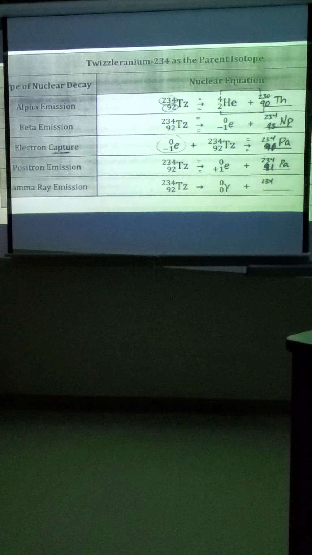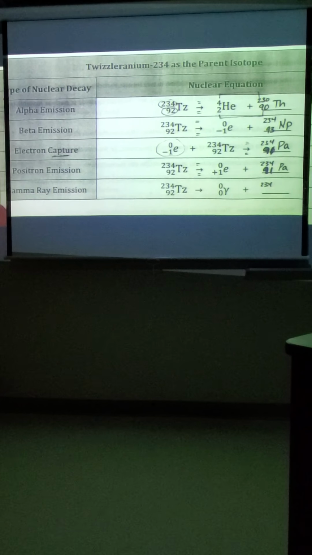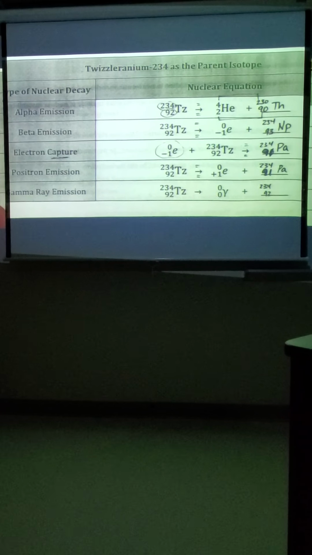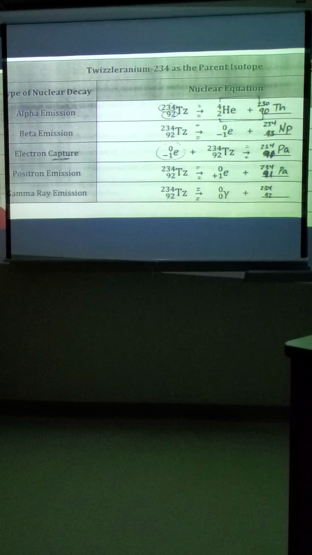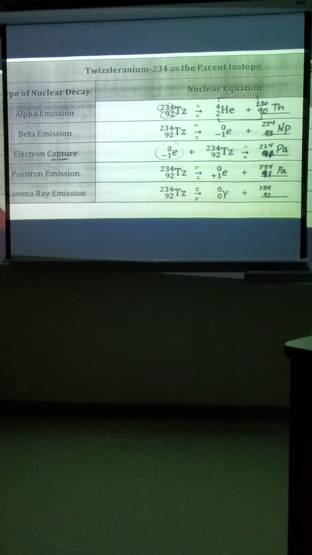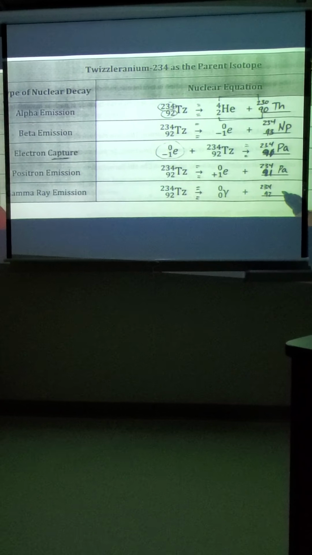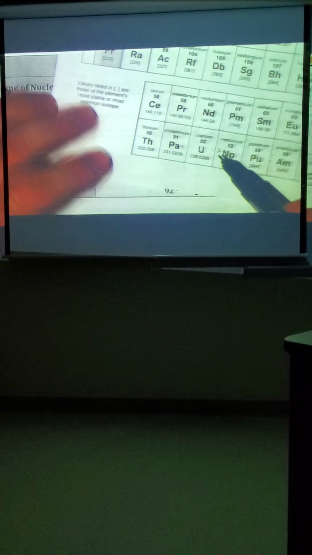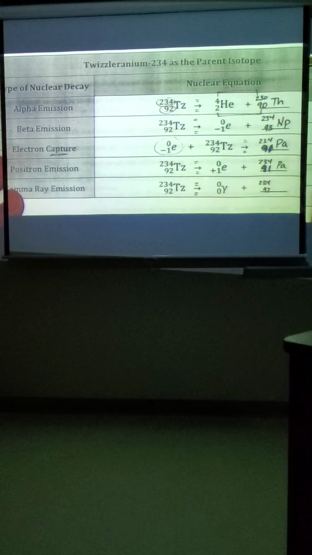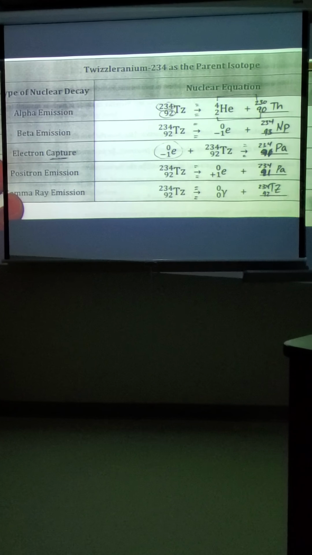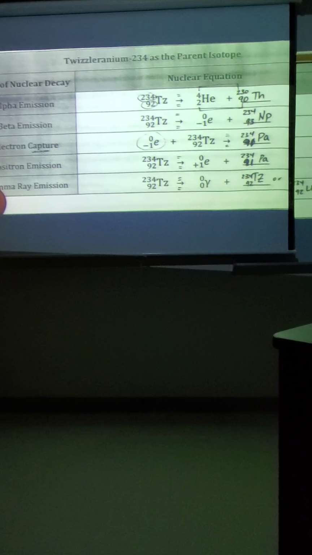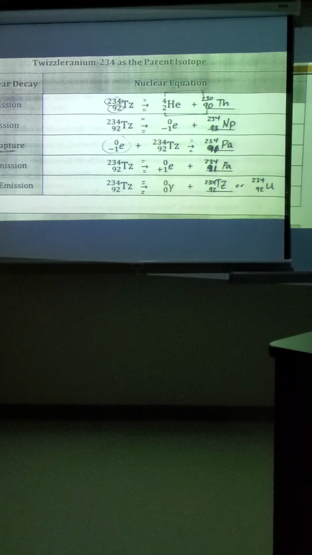again. Gamma ray emission, 0 over 0, this is the favorite of students because 92 plus 0 equals 92. Again, this is energy, not a particle, so your mass is not going to change either by atomic number or mass number. And we're still going to be Tz. If you look on the periodic table, you will notice Tz is not number 92. That's our fun way of saying Twizzleranium instead of uranium. So if you want to use Tz here, that's fine. Or if you want to use 234, 92 uranium and be accurate to the periodic table, that's fine too.